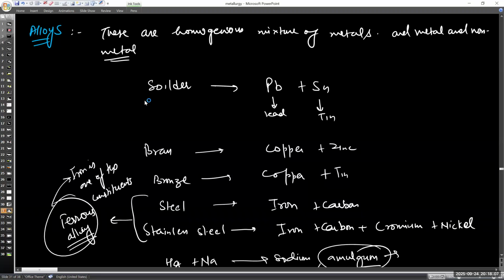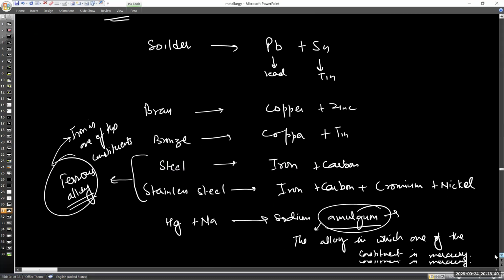Now write it down that alloys are the homogeneous mixtures of metals and non-metals. Note it down. There can be metal and metal, or metal and non-metal. Like solder is an alloy of lead and tin. Brass is an alloy of copper and zinc. Bronze is an alloy of copper and tin. Steel is an alloy of iron and carbon. Stainless steel is made up of... So write it all down.